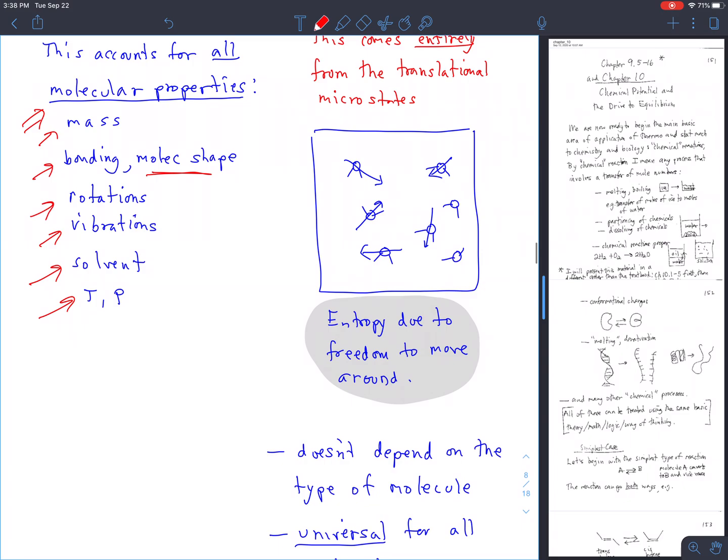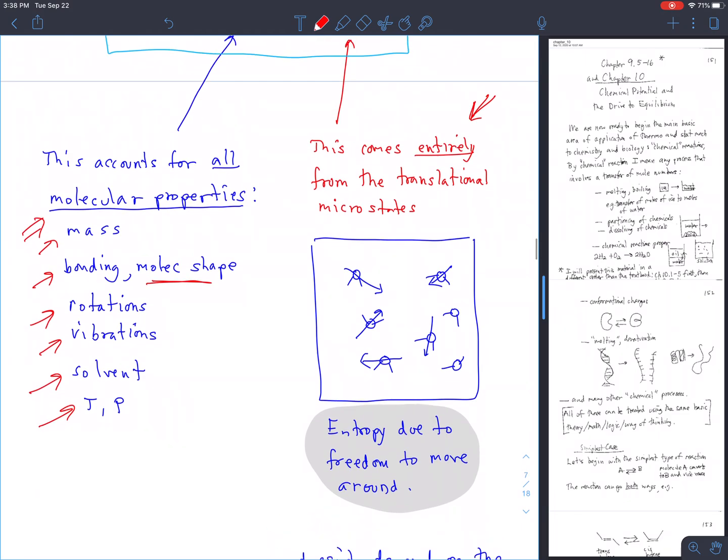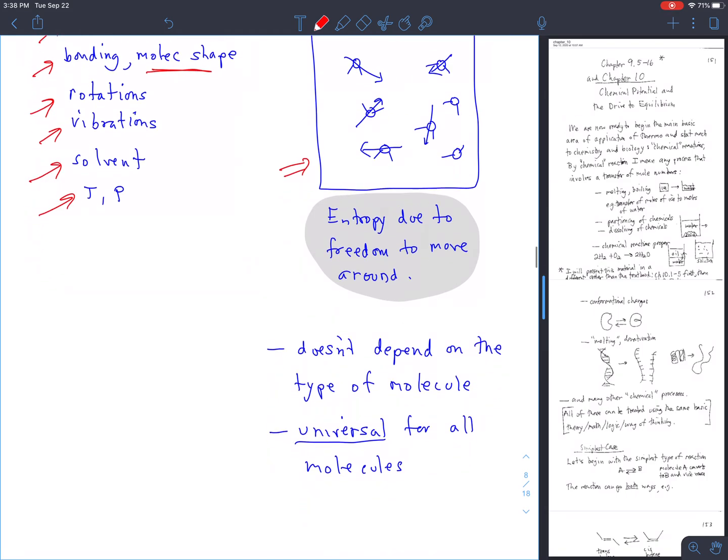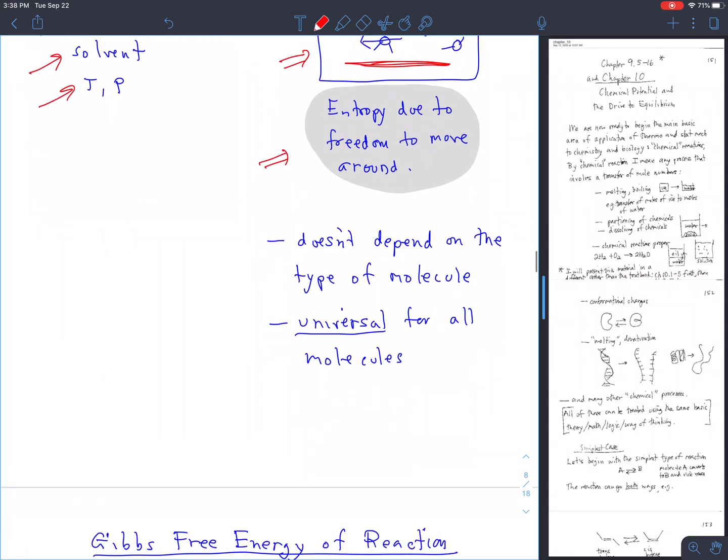And so I say those things down here. This term comes entirely from the translational microstates, the ability of the molecules to move around in space. Another way to put the same thing is they account for the entropy change, the entropy due to the freedom to move around, right? There's some entropy associated with this. There are microstates associated with this, therefore there's entropy associated with this.